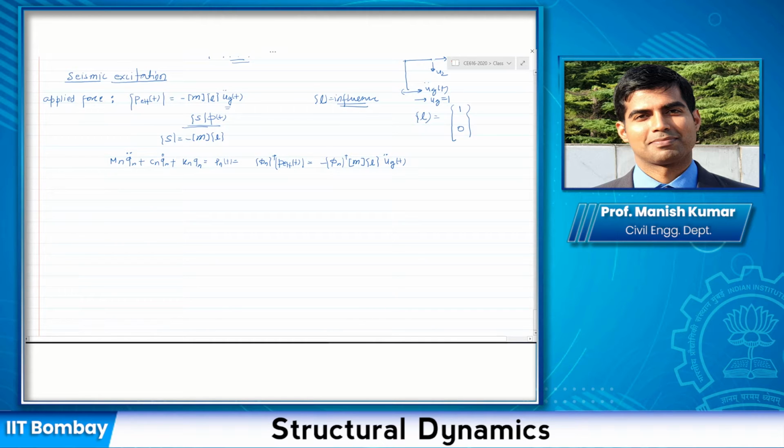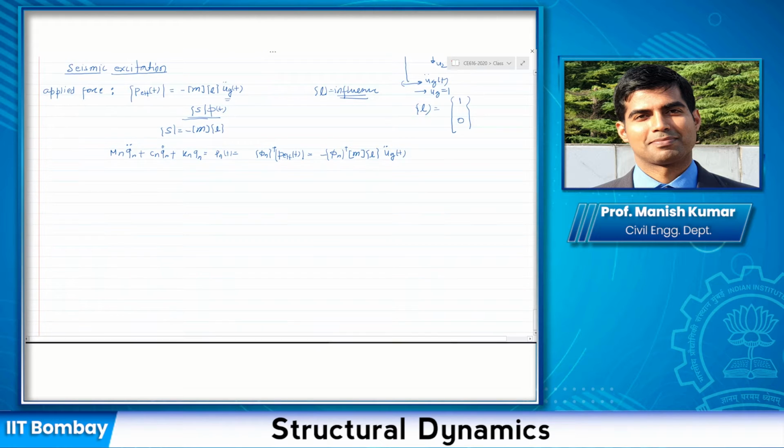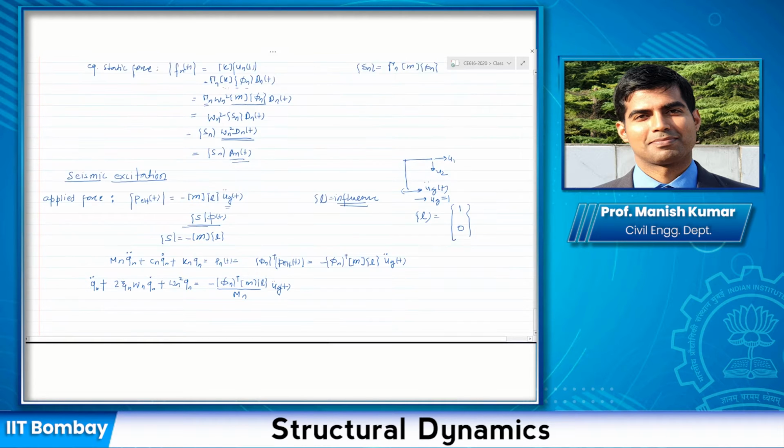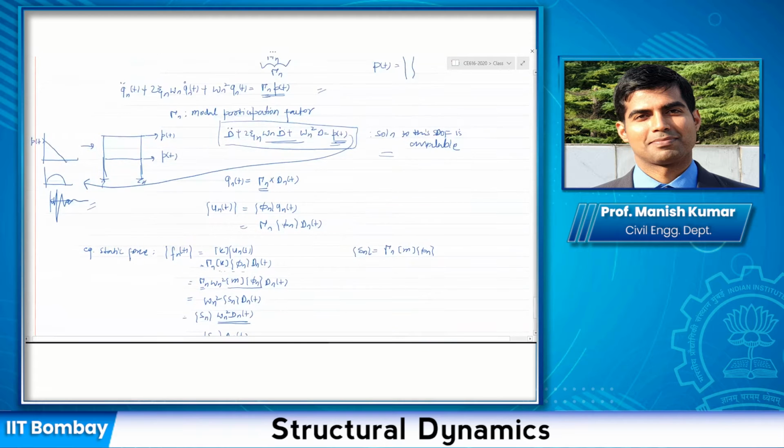Okay, so if I multiply this whole thing, or sorry, divide this whole thing by Mn, what would I get? Qn plus 2 zeta n omega n, divided this whole thing by Mn. Okay, Mn times UGT. Remember, I'm just doing the same thing that I have done here. Okay, now PT, I'm just writing UGT.